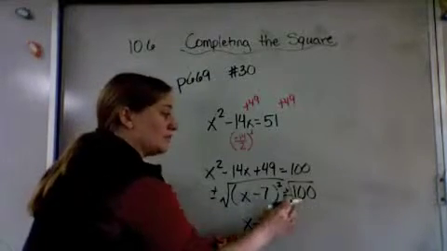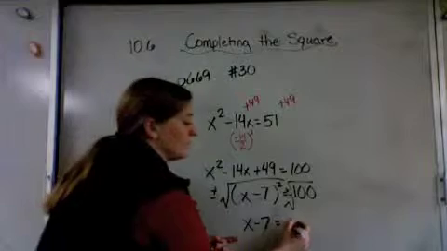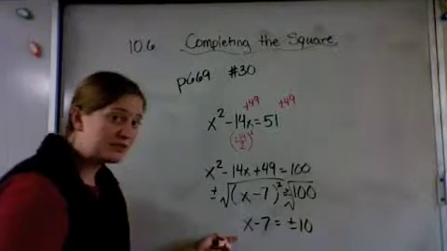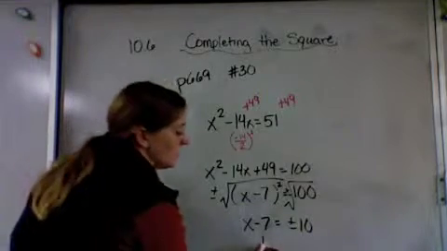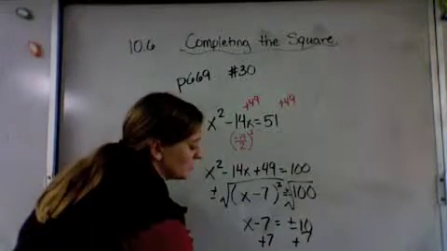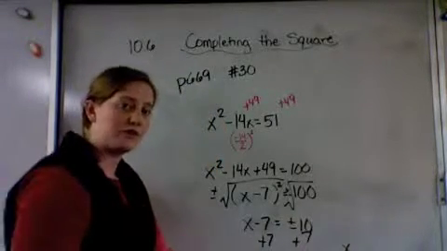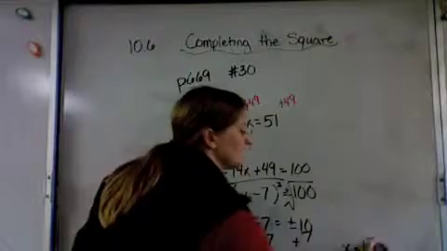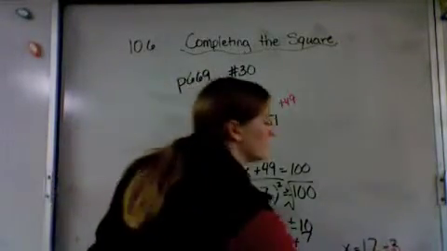So we end up with just x minus 7 on this side. And over here we have plus or minus rad 100, which of course is plus or minus 10. To complete this problem, we're going to add 7 on both sides and find our two solutions. Add 7, x equals 7 plus or minus 10. Well, that means x could equal 7 plus 10, which is 17, or x could equal 7 minus 10, which is negative 3.